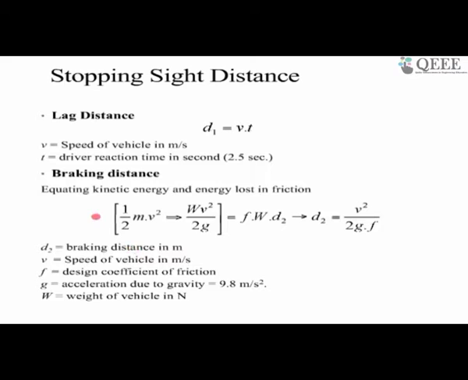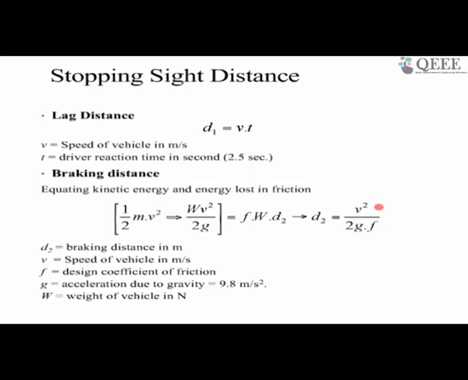So the kinetic energy, if you look into the equation, is half mv squared. V is again the design speed. The mass can be represented as weight by g, so W v squared by 2g. And the energy lost in friction is F, the friction factor, times weight, times the distance. If we equate these two, from this we will get the distance required to stop the vehicle due to the deceleration. So this distance is d2 equal to v squared by 2gf, and again v is the design speed.